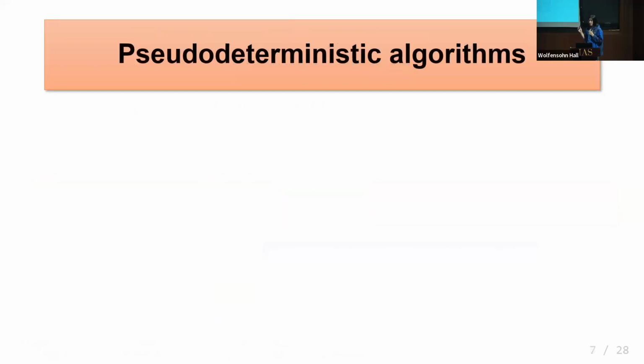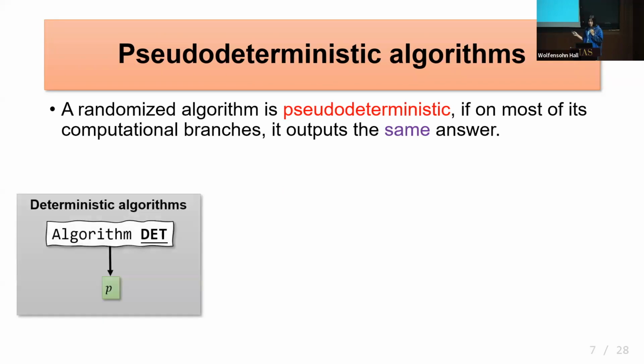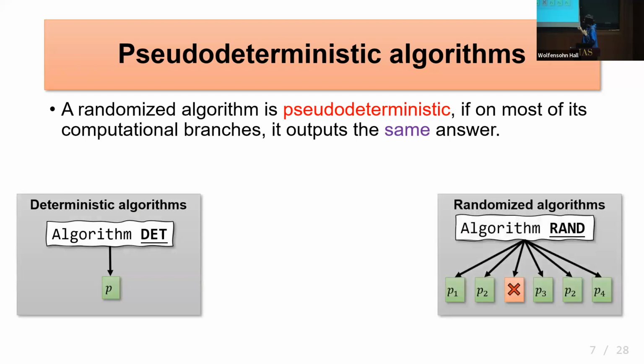Let me explain what a pseudo-deterministic algorithm is, because later we also have an improvement of this result. We say a randomized algorithm is pseudo-deterministic if on most random computational branches, it will output the same answer. A deterministic algorithm only has one branch, and let's say it finds a prime. A randomized algorithm throws polynomially many coins, so it has exponentially many branches.